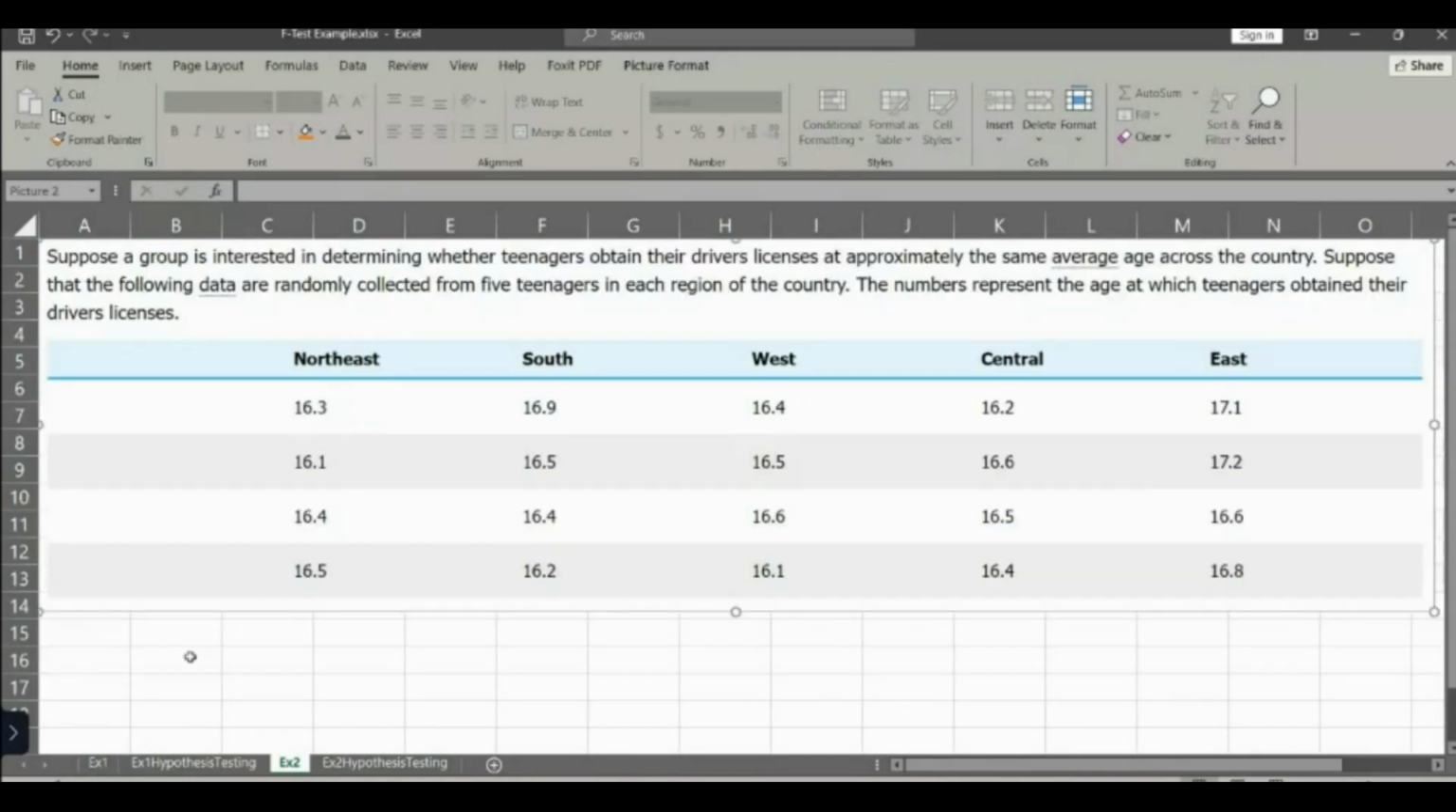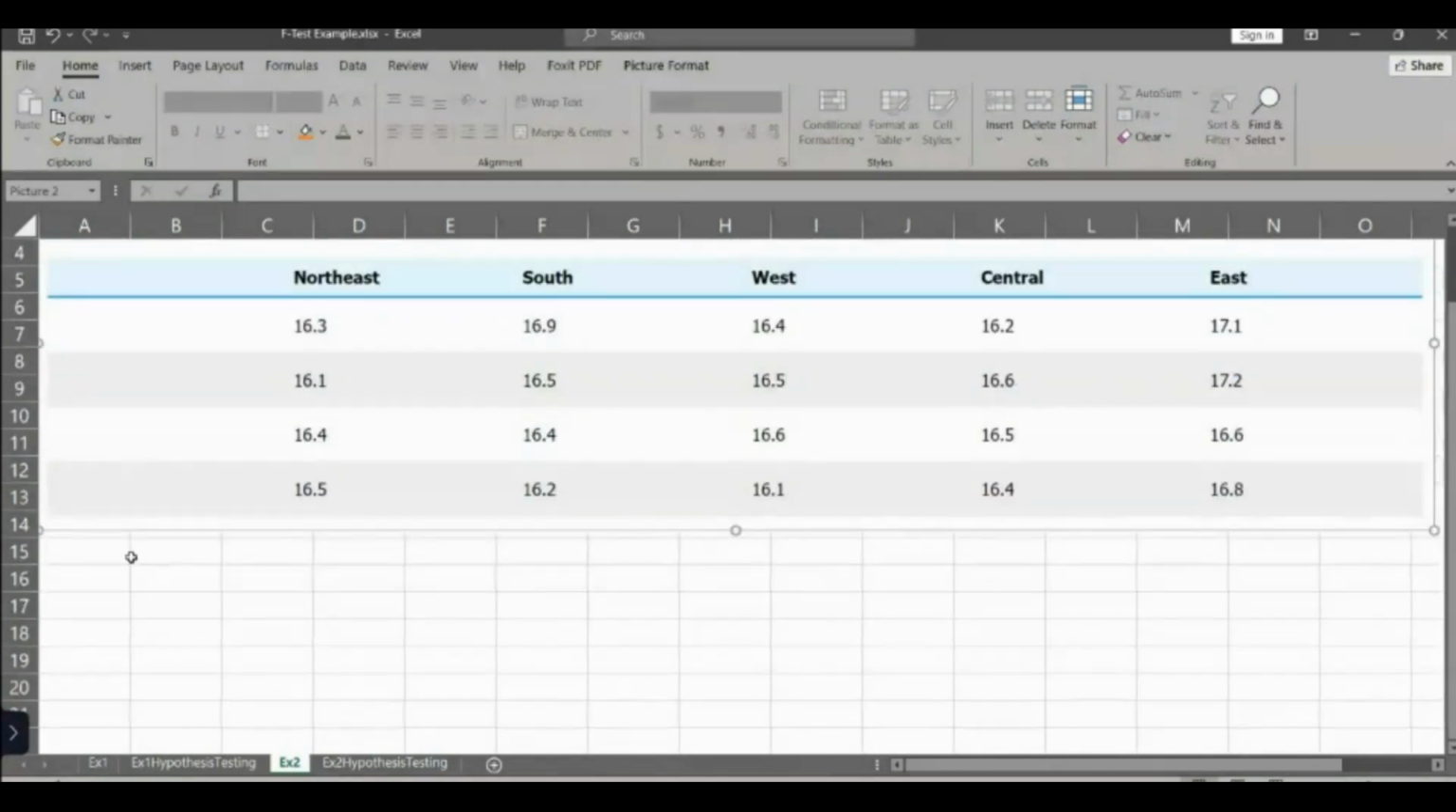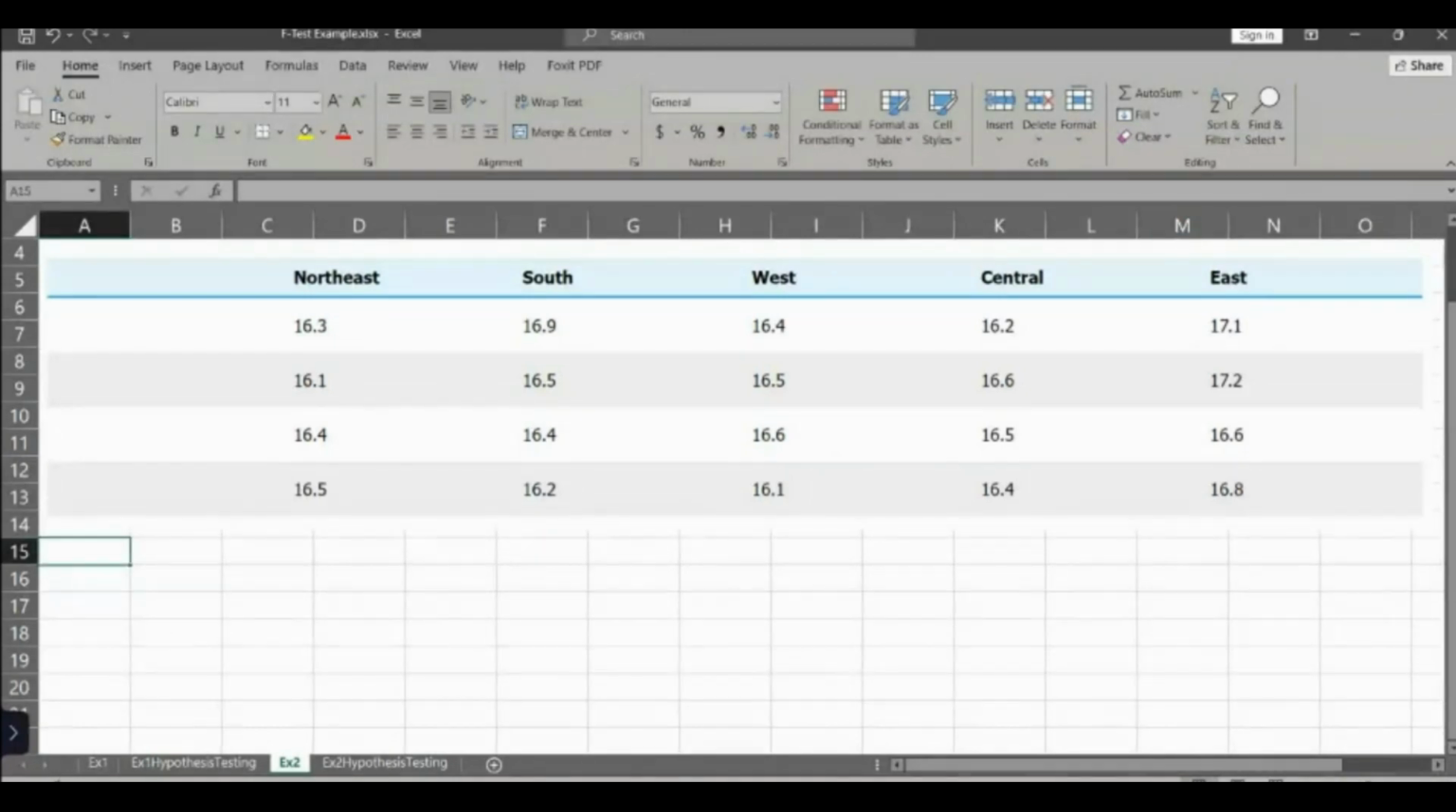Let me copy this in our table. Northeast. Let me use NE for the northeast. We have south, west, central, and the east. We have 16.3, 16.1, 16.4.